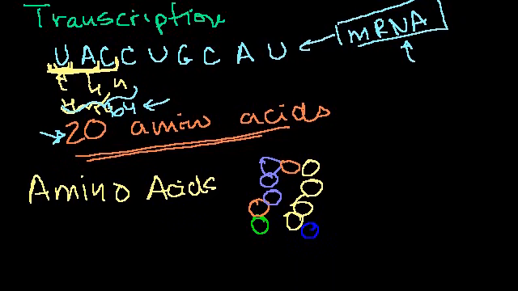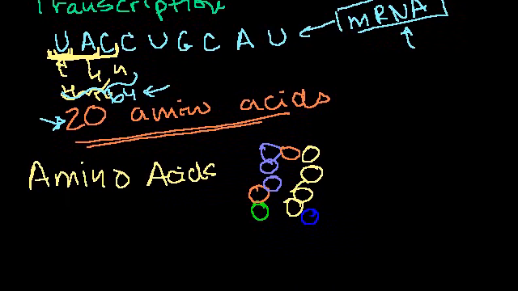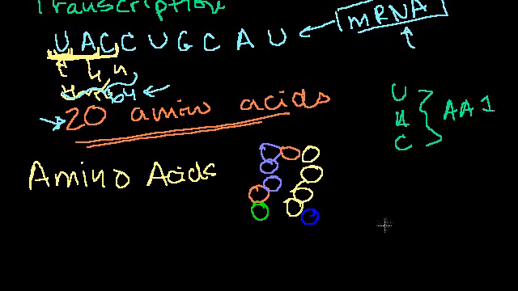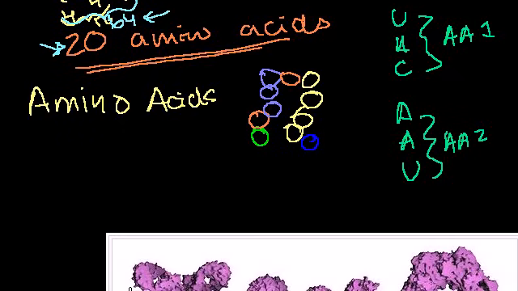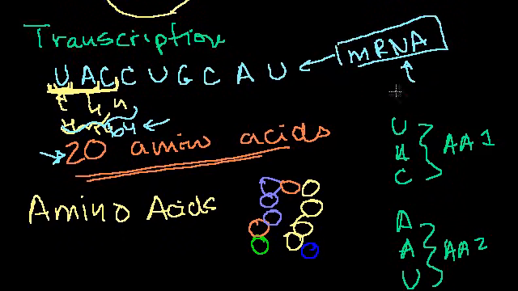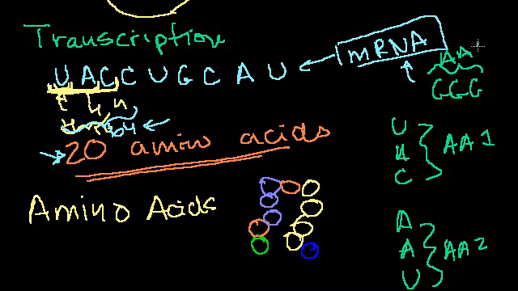For example, we might say that, and this isn't the actual code, but maybe UAC, and I should look these up, codes for amino acid number 1. And if it was, let's say, AAU, this codes for amino acid number 2. I think you get the idea. If I have GGG, this codes for amino acid number 10.